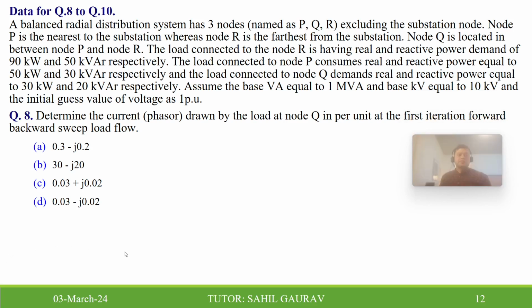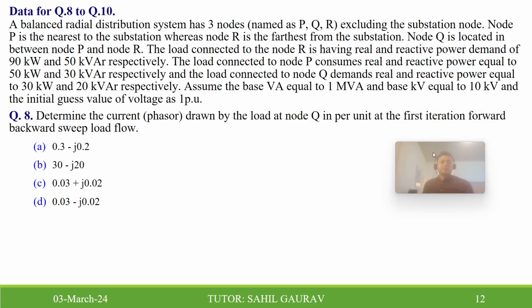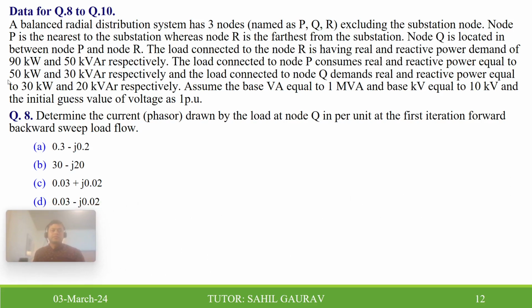So moving forward to the next problem. This is a numerical type problem, and common data is given for question 8 to question 10. A balanced radial distribution system has three nodes named P, Q, R, excluding the substation node. Node P is nearest to the substation, whereas node R is the furthest from the substation. Node Q is located in between node P and R. This is all the information about the node locations.